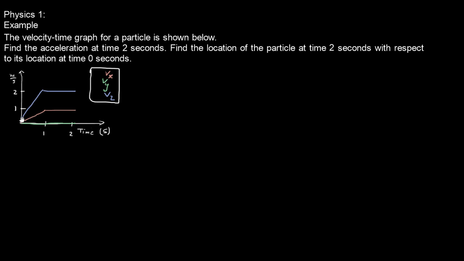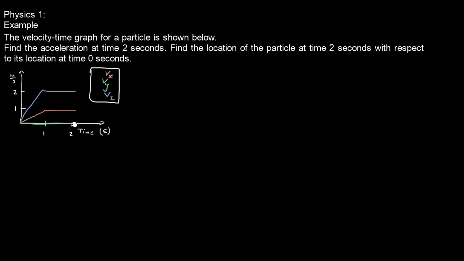So this is the velocity, meter per second, and this is time in seconds. Find the acceleration at time equals 2 seconds at this time. Find the location of the particle at time 2 seconds with respect to its location at time 0 seconds. So location at this time with respect to location at this time.